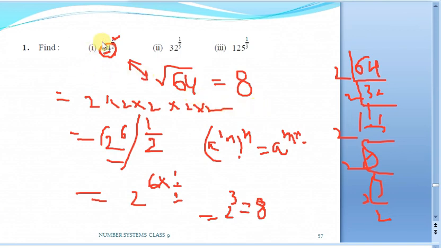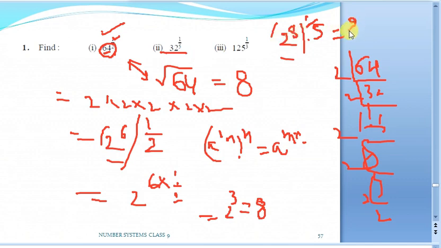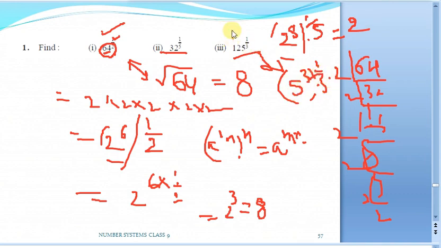That is this example. Now take this one, 32 power 1 by 5. If you do the prime factorization, what will you get? 32 will be 2 power 5, 2 power 5 whole power 1 by 5. So the 5 we can cancel. A power m whole power n is going to be a power mn. So that is why the answer is going to be 2 here. Now see this example, 125 is 5 cube and whole power 1 by 3 is there. So this 3 will cancel, so this will be 5. So the answer for this one is 5, this one is 2.